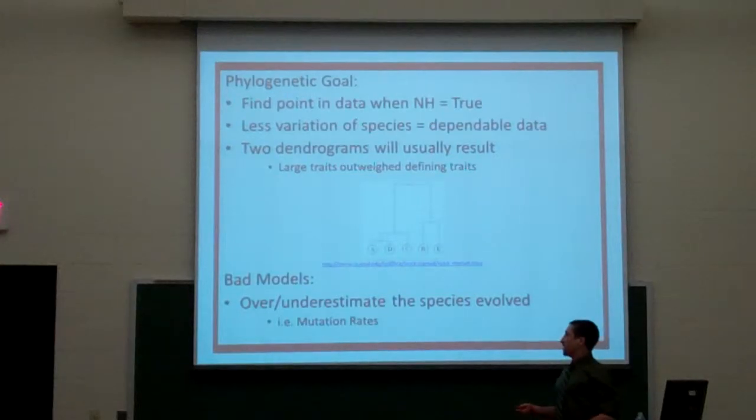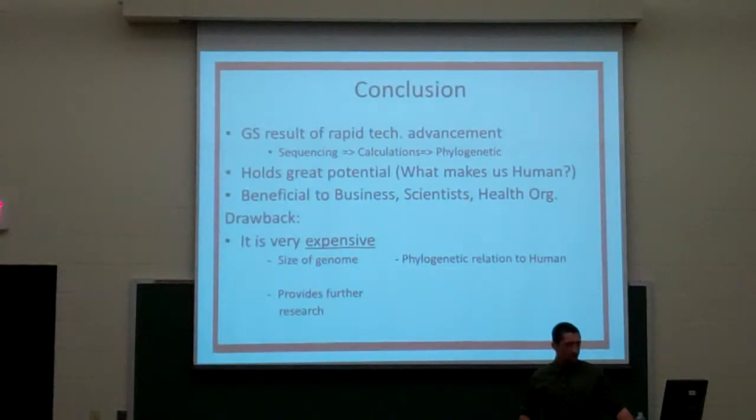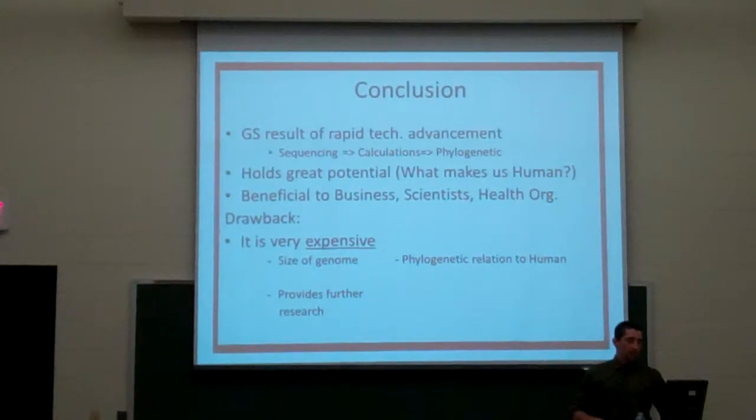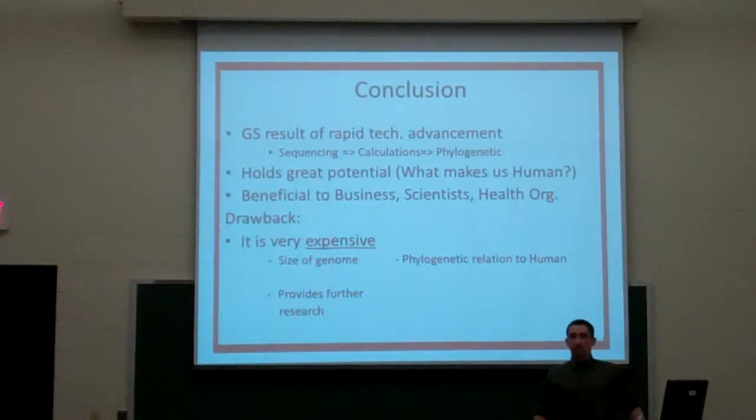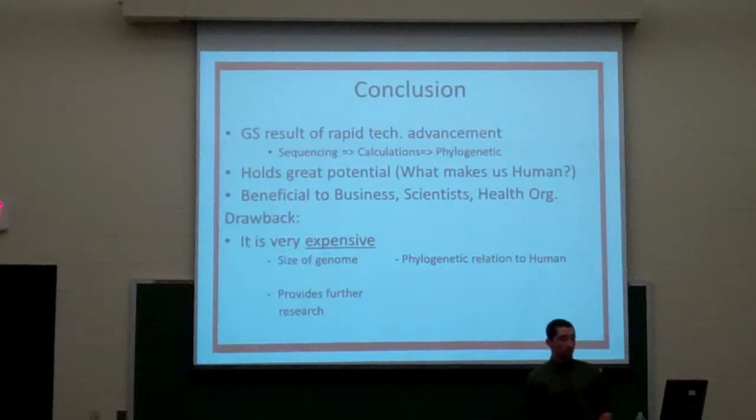yeah, so this is from overestimating the species involved. So, to conclude, the genome sequencing is a result of rapid technological advancements. That's why you've seen its growth in the past 20 years. Sequencing has improved because of technological advancements. Calculations have improved because of better programming, and phylogenetics has improved because of a vast variety of studies.